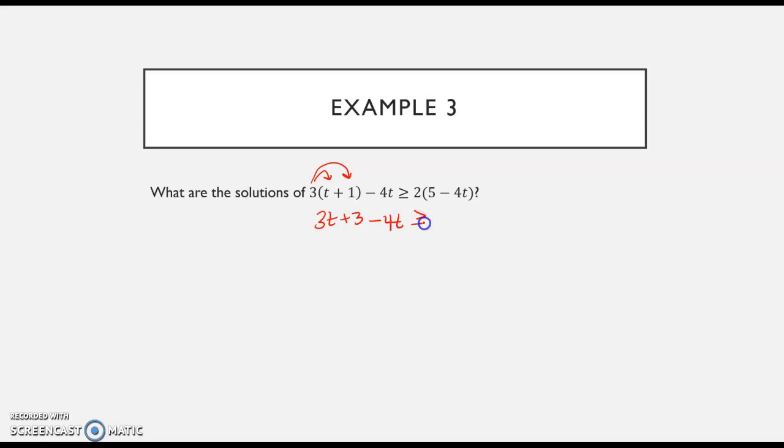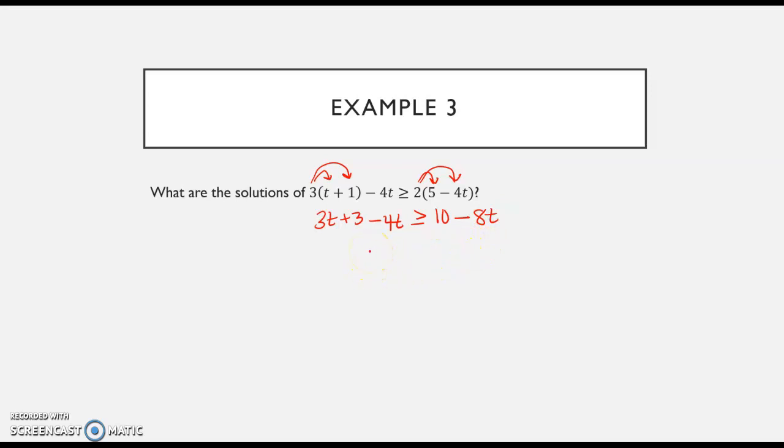And then that is going to be greater than or equal to, and then we're going to distribute our 2. And so now we have 10, because 2 times 5 is 10, minus, because the 2 times a negative is a negative, so 2 times 4 is 8t.